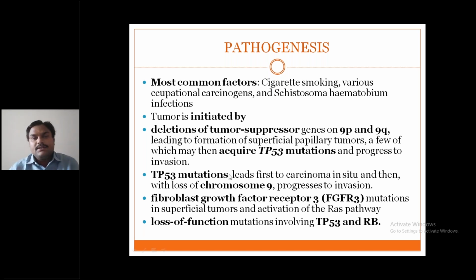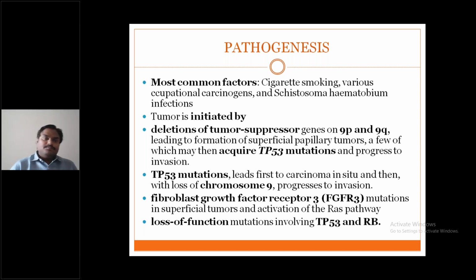Sometimes the tumor may be initiated like this. There will be a mutation in the TP53 gene. Then later there will be formation of carcinoma in situ. Then there will be loss of chromosome 9 and progression to invasion. This is the second line of initiation. Or there will be a mutation of the fibroblast growth factor receptor 3, resulting in superficial tumors. Then there will be activation of the RAS pathway involving the RAS oncogene. Then there will be loss of function mutations of p53 and retinoblastoma. So these are the three ways the tumor is initiated.